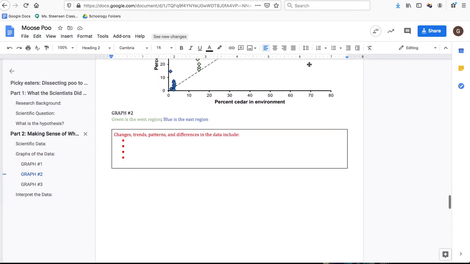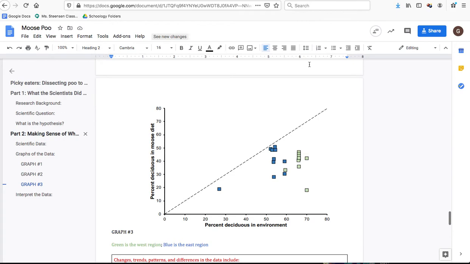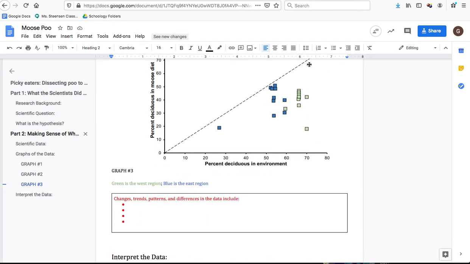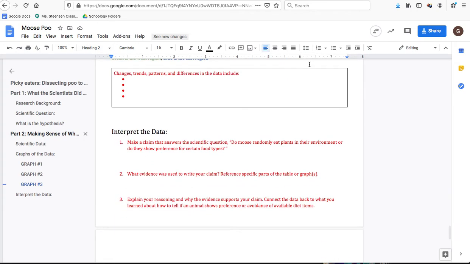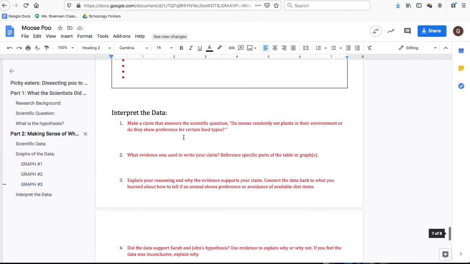So once you've gone over all 3 of the graphs and you have a solid understanding of what moose seem to have in terms of, do they have a preference for eating? Do they just eat whatever they find? Once you have an idea of this, we can start to tackle the last questions. And this is the very last thing that we have to do for this activity.